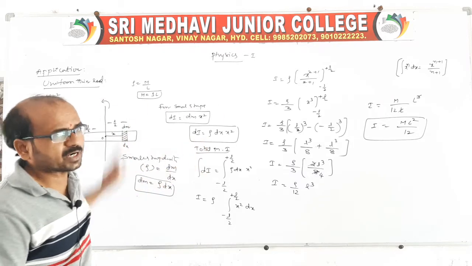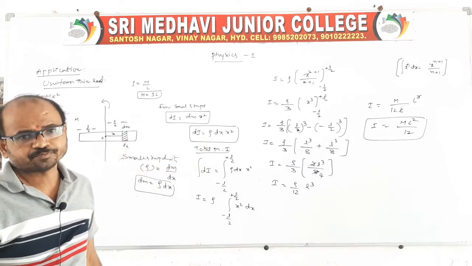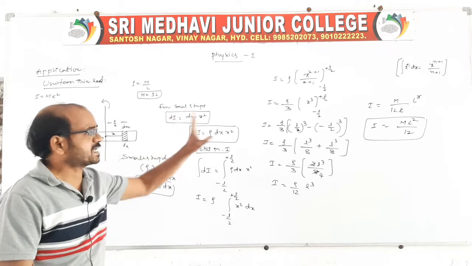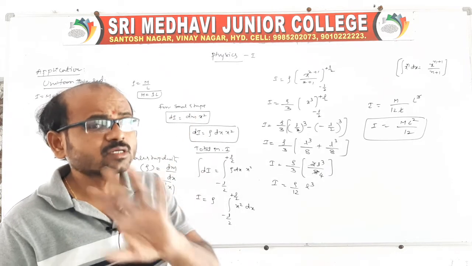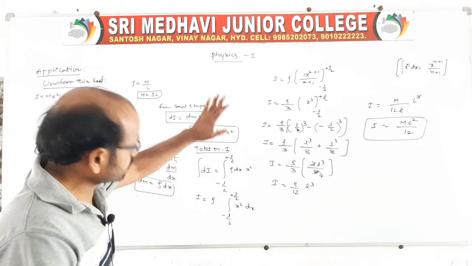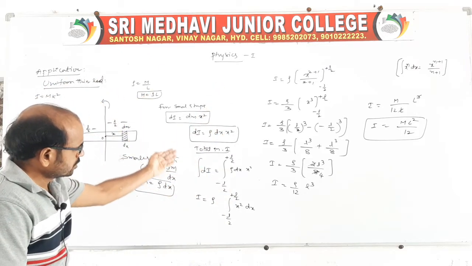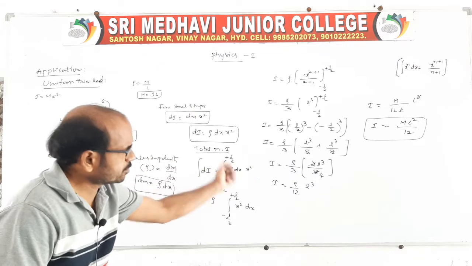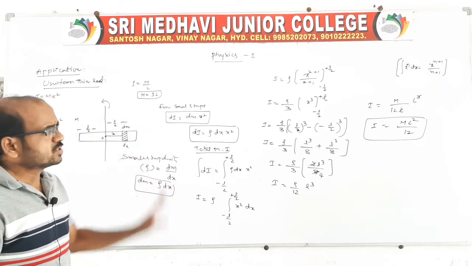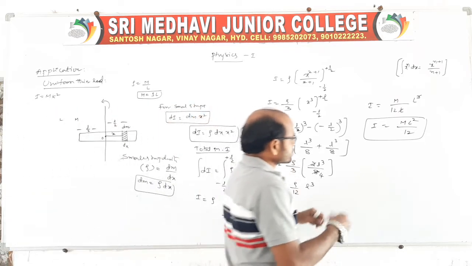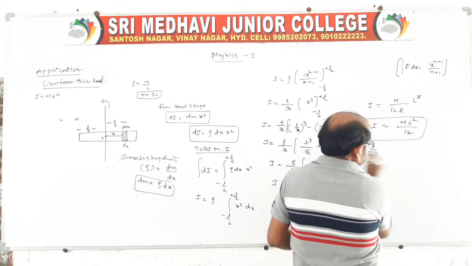For all regular bodies the system will be the same, so we have to take an integration for the remaining bodies also. For the remaining bodies I will not give you the derivation. For one body, go through the derivation, how to get the moment of inertia. For all bodies it is not required. Clear?